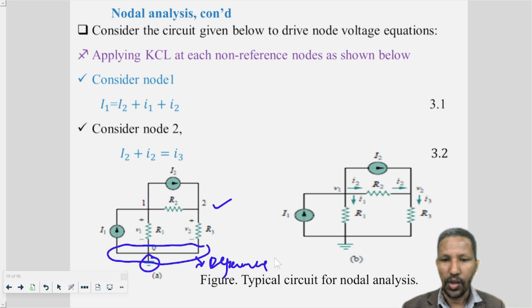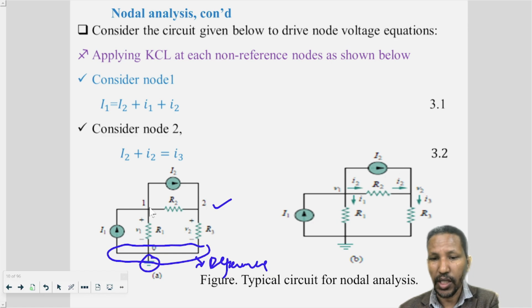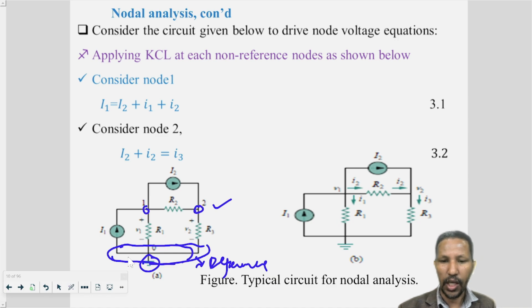Okay, so we remain with two non-reference nodes. Basically, this circuit has 3 nodes. This is node 1, this one is node 2, and this one is node 3. From the 3 nodes, this node is the reference node, so we are remaining with the non-reference nodes, node 1 and node 2.